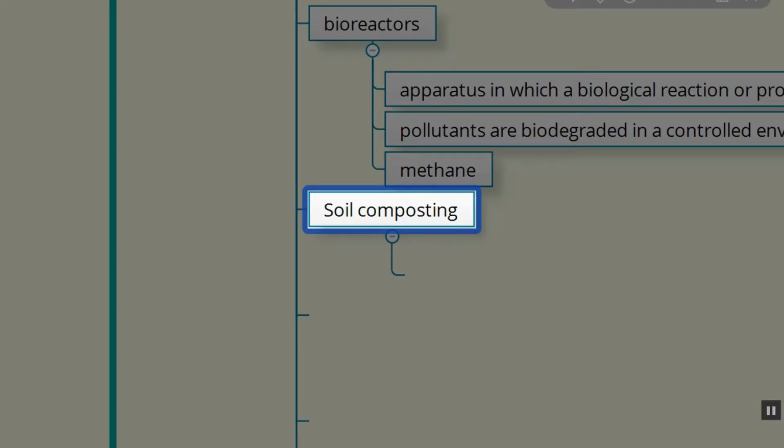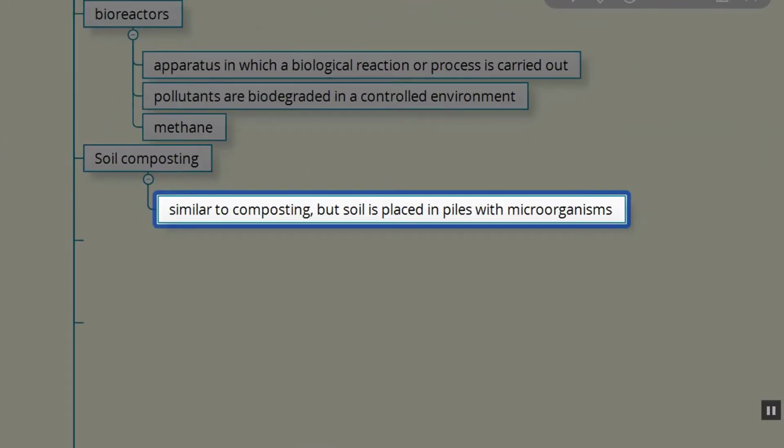Then there's soil composting. Well, it's just like composting, it's just that you're taking the soil and putting it in a large pile, and these can be in covered buildings or they can be out in the open with just a tarp over them. And it's similar to composting, and you're just introducing the microbes that break down the toxic waste products.